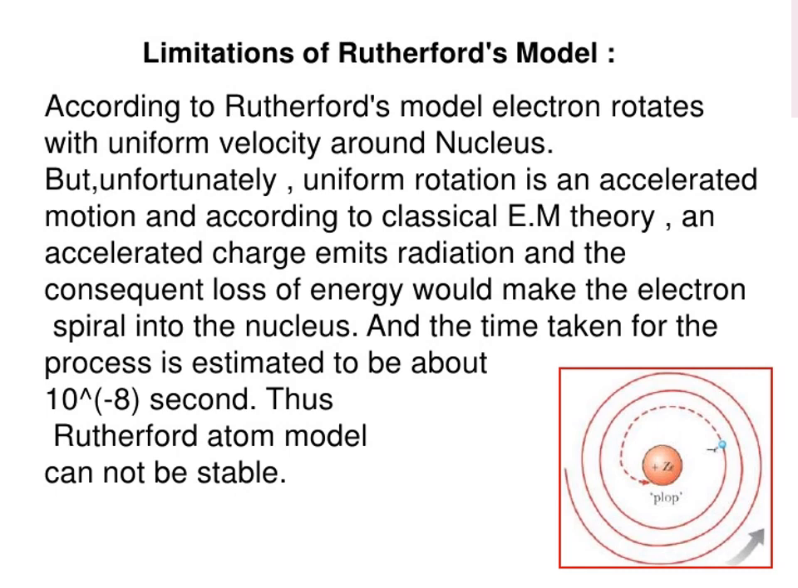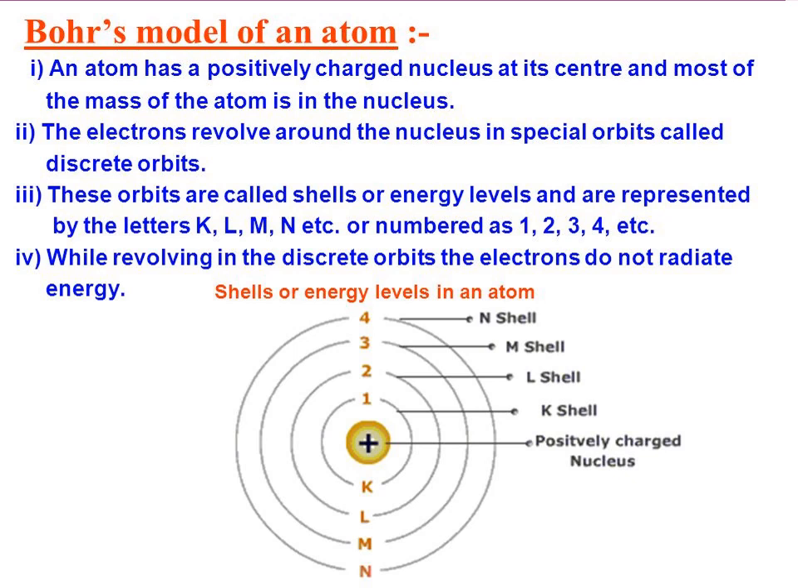Okay children. Bohr's model of an atom. In 1913, the Danish physicist Niels Bohr explained the cause of the stability of the atom in a different manner. The main postulates are: number one, in an atom the electron revolves around the nucleus in stationary circular paths called orbits, otherwise shells.